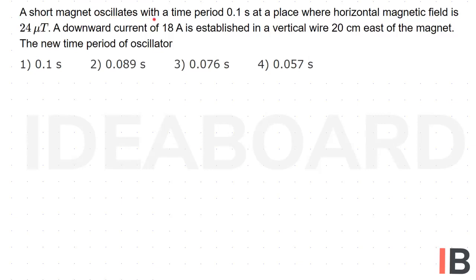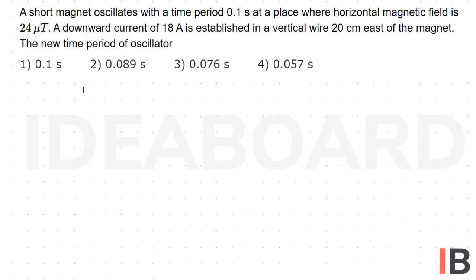A short magnet oscillates with a time period 0.1 second at a place where a horizontal magnetic field is 24 microtesla. A downward current of 18 ampere is established in a vertical wire 20 centimeter east of the magnet. The new time period of the oscillator is.